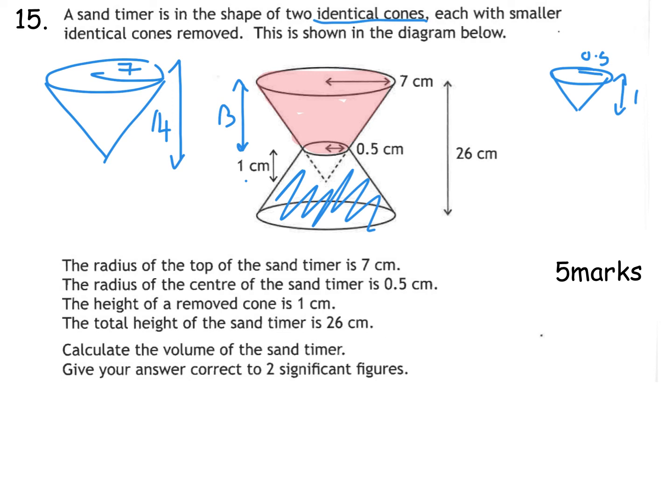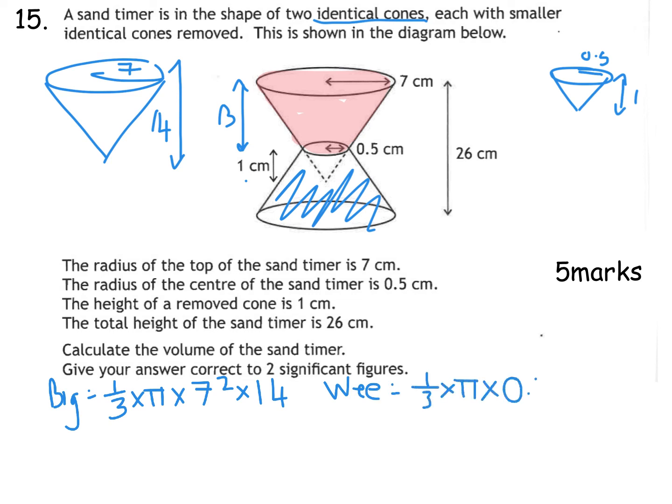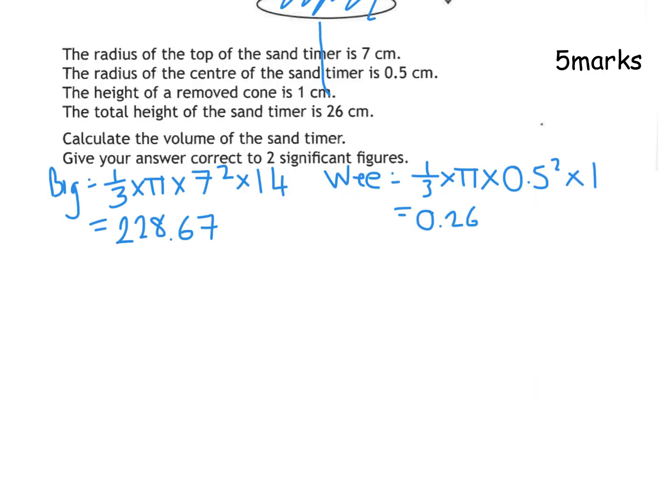So let's do the big cone first of all. So a cone is 1/3 pi r squared, so the big one is 1/3 times pi times a radius of 7 times a height of 14. Okay, remember these are on your formula sheet. The little one is 1/3 times pi times a radius of 0.5 and a height of 1. I'm going to go work both of them out. So that's the 2 answers I got. It's worth noting I've done them to 2 decimal places. I wouldn't round them any lower than that, otherwise you'll get penalised for rounding too prematurely. So there's the 2 volumes.